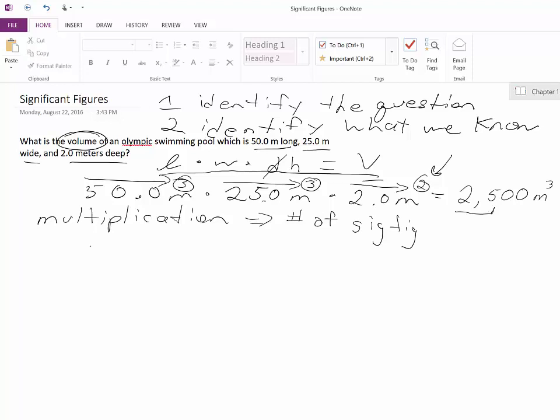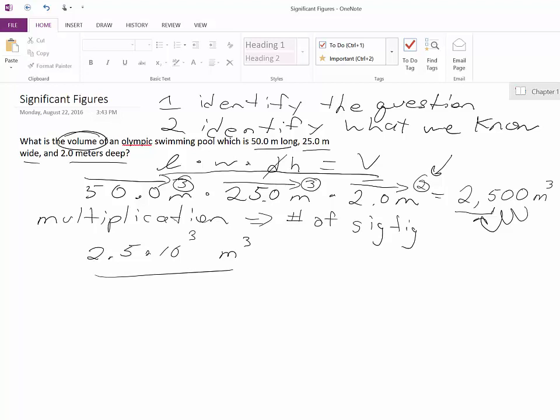In fact, if we want to make sure that we're being extremely clear about how many significant figures we have, we would probably want to go ahead and turn this into scientific notation. Say 3 decimals to the left. So 2.5 times 10 to the third cubic meters would be an appropriate way of expressing the answer to this question.